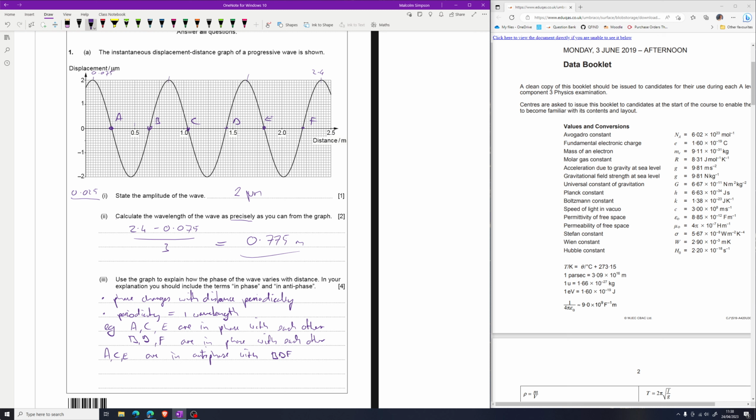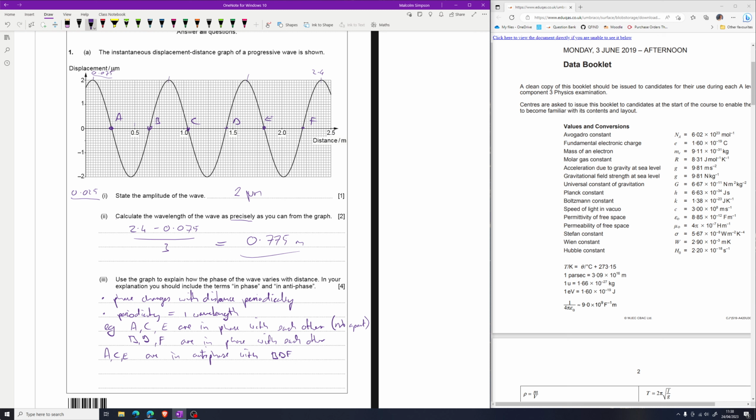It says use the graph. I've used the graph. I've labeled some points on it. I think that's probably all right. It will be worth a look in the mark scheme. Maybe the mark scheme is going to want you to refer to actual positions using the distance scale or something like that. I think possibly I might add in that these are in phase with each other and lambda apart.